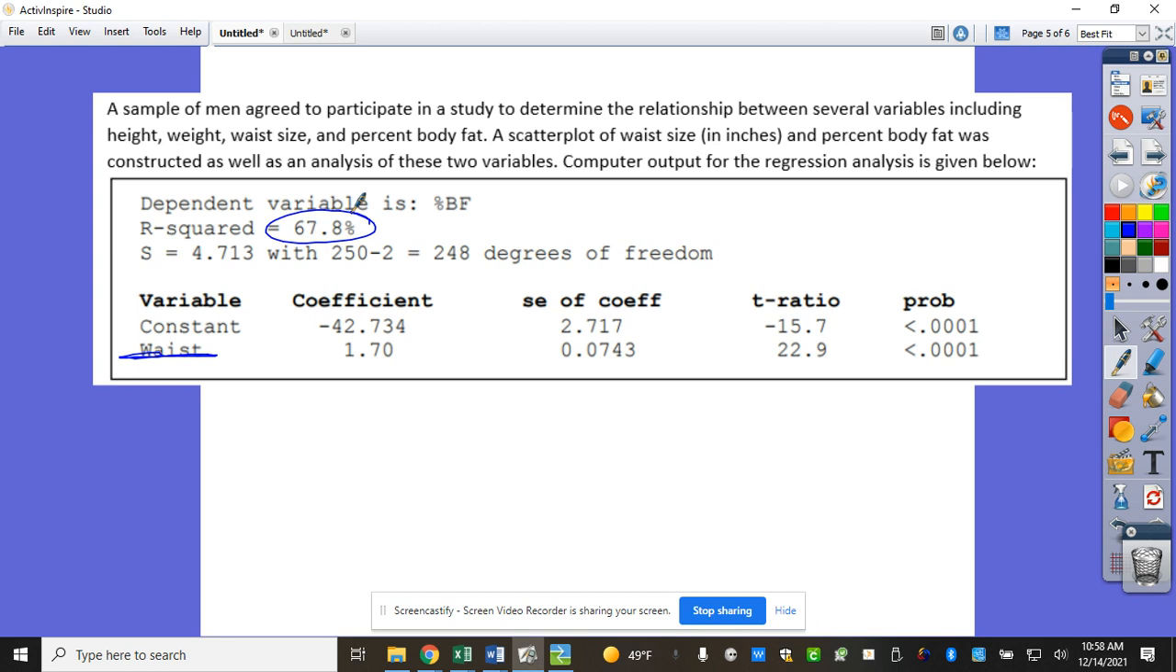Of the variation in percent body fat can be explained by the least squares regression line of percent body fat on waist size. What is S? Which is the what? Standard deviation of the residual. So that's the average distance that what? The residual, that are observed from predicted.